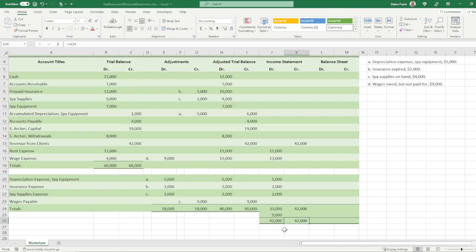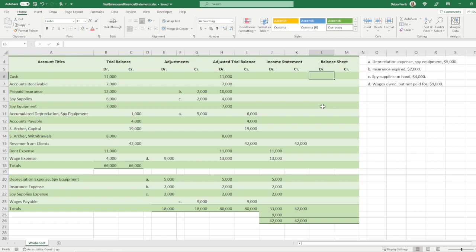Let's do our balance sheet now. So we already did all our income and revenue, or revenue and expenses. So we don't repeat them. They don't go on the balance sheet. They're on the income statement. Now we'll just do the balance sheet accounts.